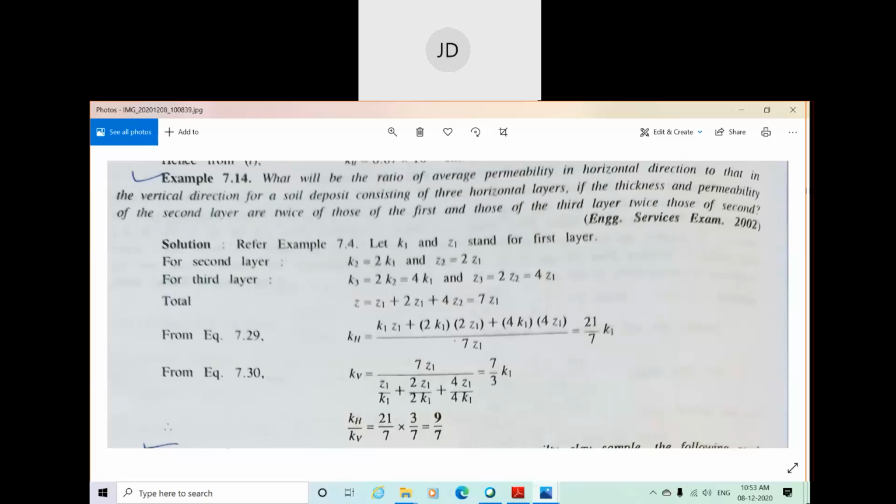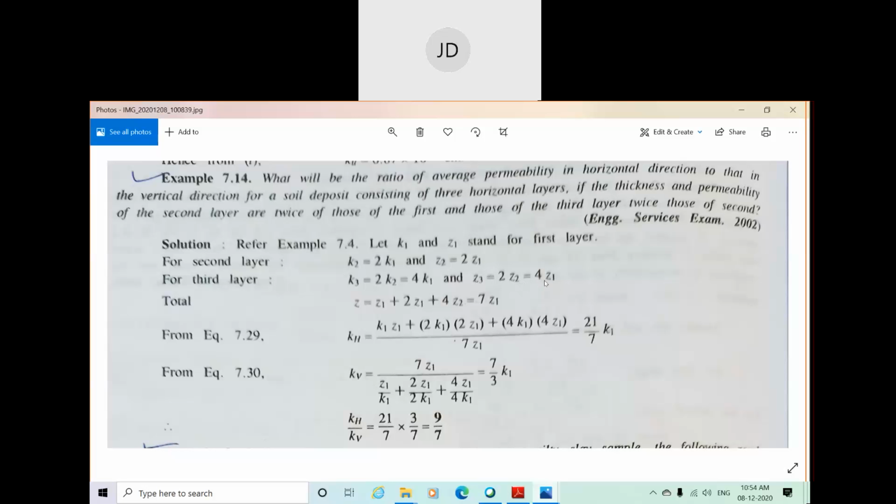Simple. And those of the third layer are twice those of the second. That means K3 will be twice K2, and Z3 will be twice Z2. Now in place of K2, you put the value of K2. Automatically it will come 4K1, which is equal to K3. And in place of Z3, we can find 4Z1 by putting the value of Z2. Here Z2 equals twice Z1, so you will get 4Z1.